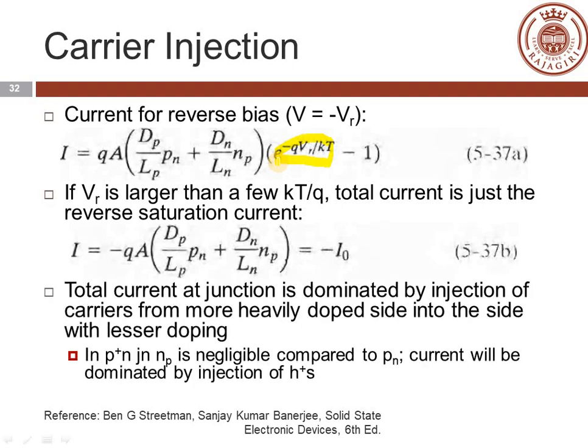So the total current at the junction is dominated by injection of carriers from the more heavily doped side into the side with lesser doping. In a P plus N junction, NP is negligible compared to PN. Current will be dominated by injection of holes.